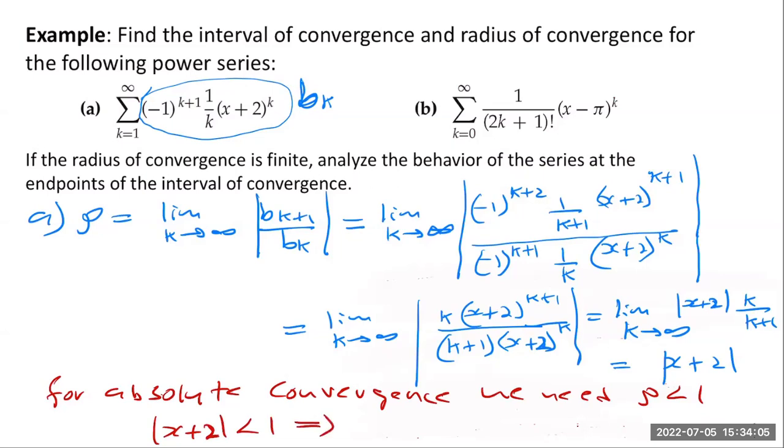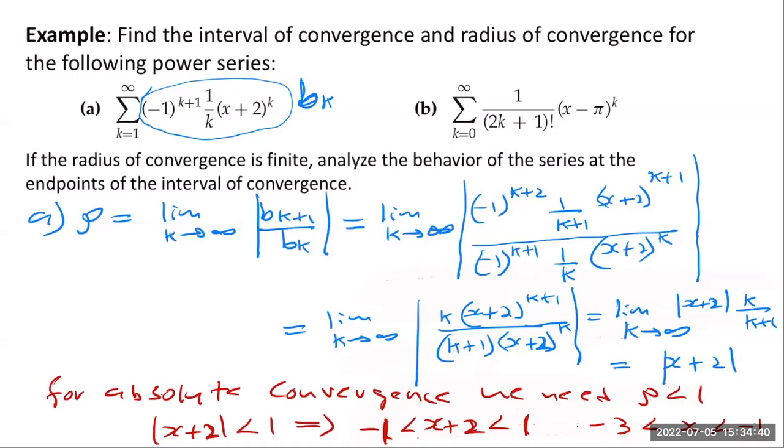This implies that x plus 2 has to be between minus 1 and plus 1. This is from your pre-calculus class. If you remove the absolute value, it turns out that x plus 2 has to be between minus 1 and plus 1. That means if you subtract 2 from each term, you get x should be between minus 3 and minus 1. You just subtract 2 from every term. If you subtract 2 from the middle term, it is just x. If you subtract 2 from this one, you get minus 3, and then here you get minus 1.